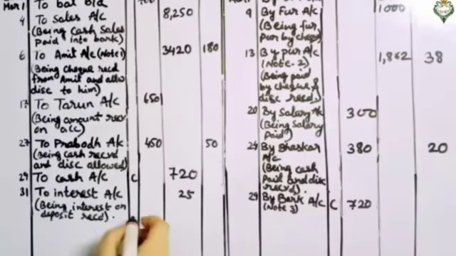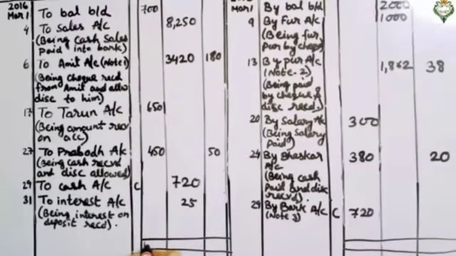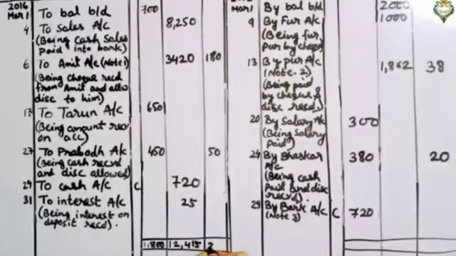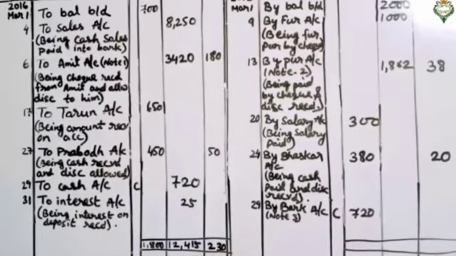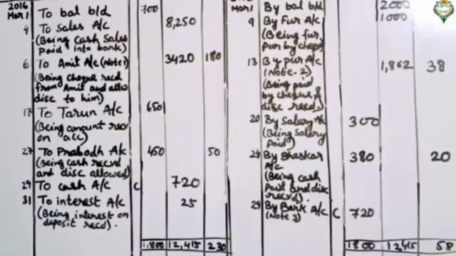Now we have to do the total. So if you add here, you will get 1800. Here you will get 12,415, and here you will get 230. Now we have to write the same amount total here, 1800, 12,415, and here the discount column is 58.